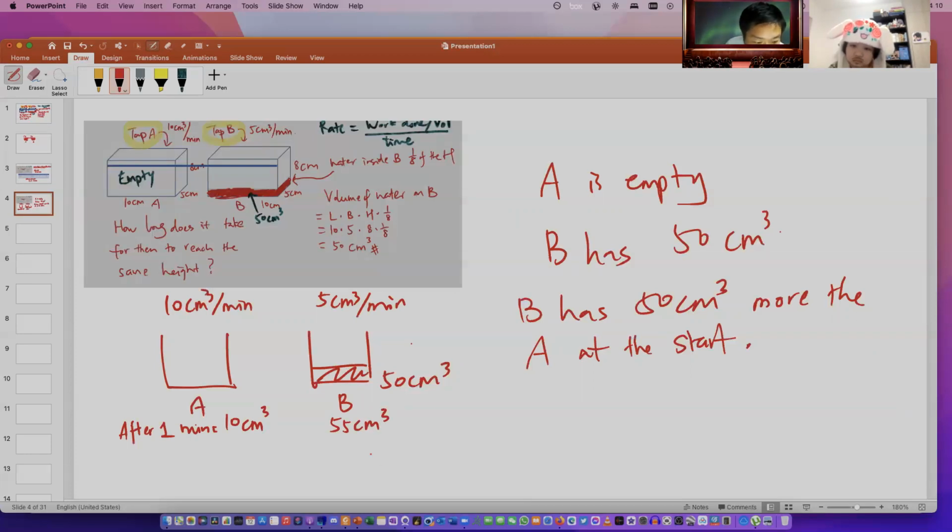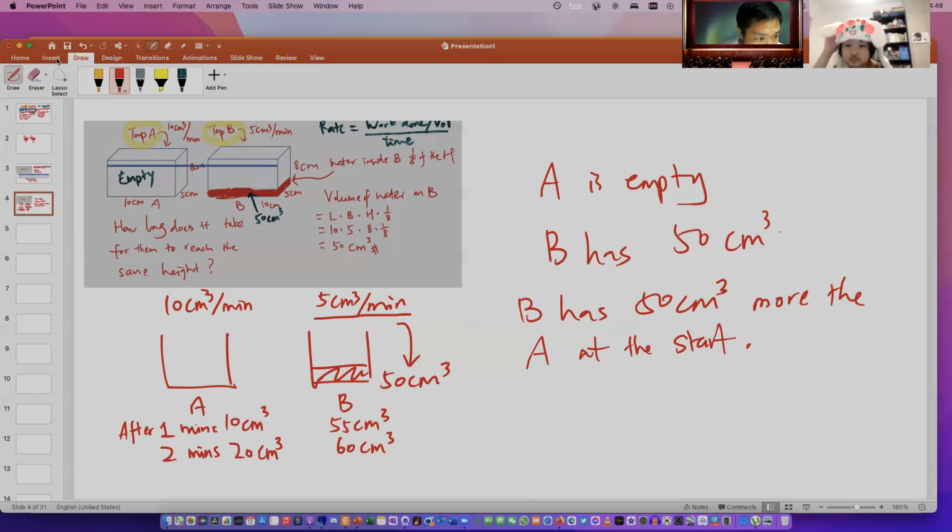Am I right? After 1 minute, tank A will have 10 cm cube, and tank B will have 55 cm cube. Why? Because the 5 cm cube is added to the initial 50. Let's move on to the second minute. After the second minute, tank A will have 20 cm cube. Then tank B will have another 5 added, so it's 60 cm cube.